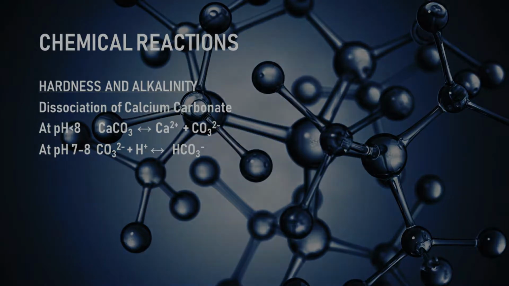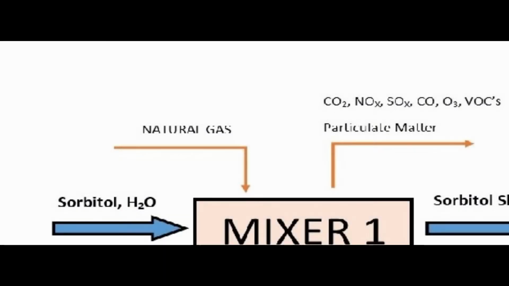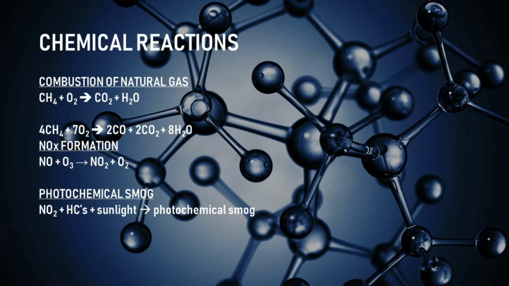The process flow diagram also indicated the air pollutants emitted by the plant that can have deleterious effect on the environment. The aforementioned air pollutants include carbon dioxide, nitrogen oxides, sulfur oxides, carbon monoxide, ozone, VOC or the volatile organic compounds, and particulate matter. Carbon dioxide is a result of the combustion of hydrocarbon.